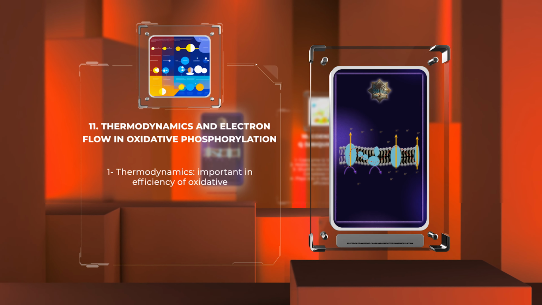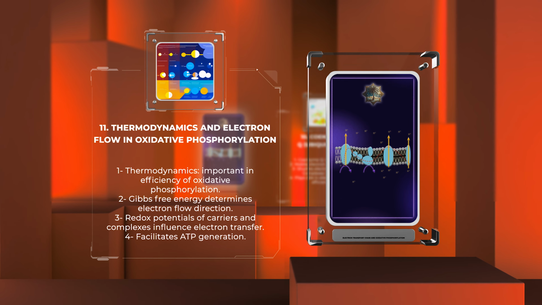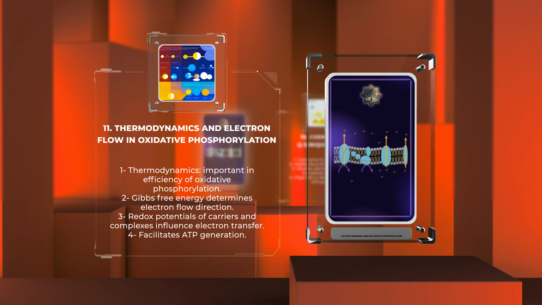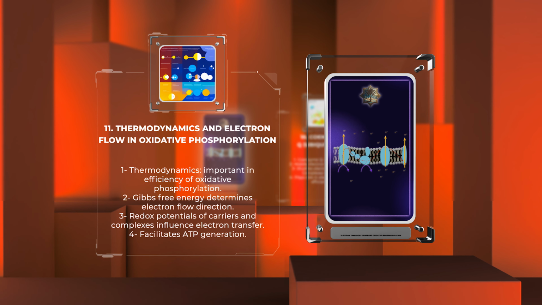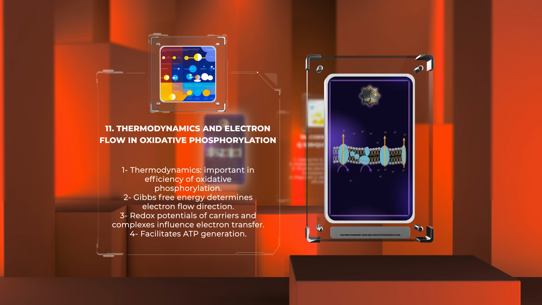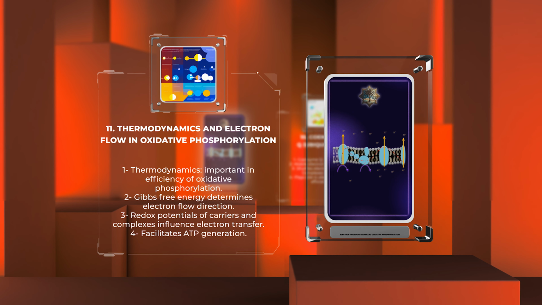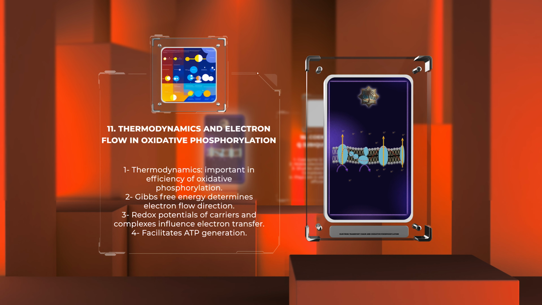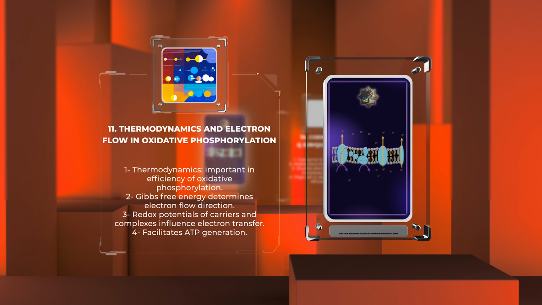Thermodynamics plays a significant role in the efficiency of oxidative phosphorylation and the ETC. The concept of Gibbs free energy dictates the direction and feasibility of electron flow. By understanding the redox potentials of electron carriers and their respective complexes, we can elucidate the favorable direction of electron transfer, ensuring the efficient generation of ATP.